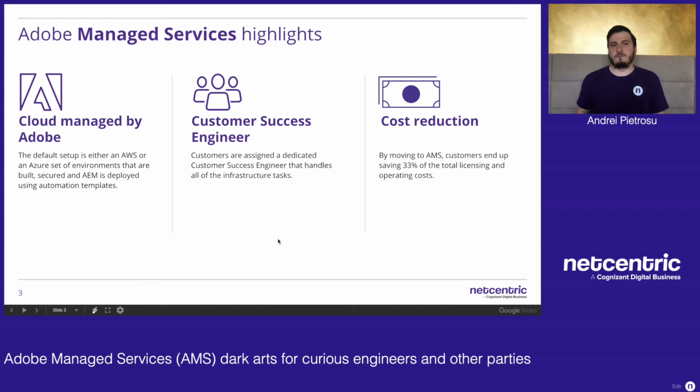Alongside AMS, we also get a customer success engineer, which is a dedicated engineer that Adobe offers the customers in order to take care of that infrastructure, to handle monitoring, to handle custom implementations in the scope of the infrastructure, or support the client in any way possible. The third benefit of AMS is cost reduction. A customer can save up to 33% in total licensing and operating costs just by moving to AMS.